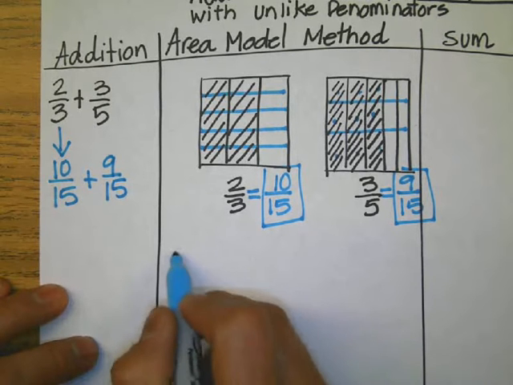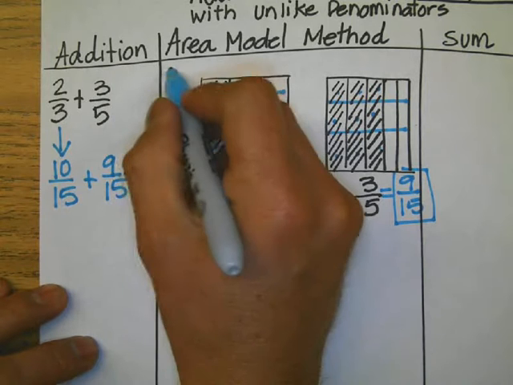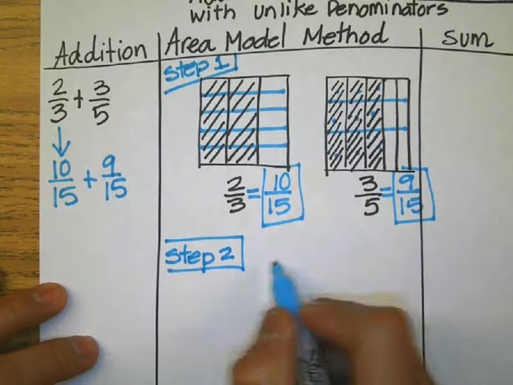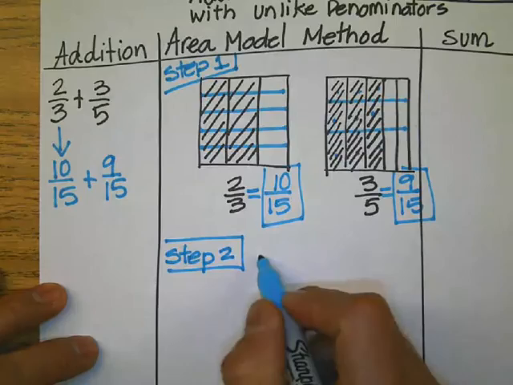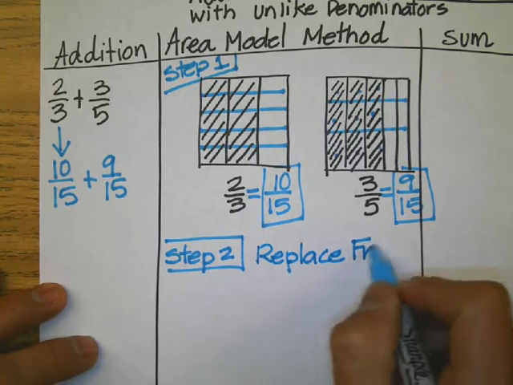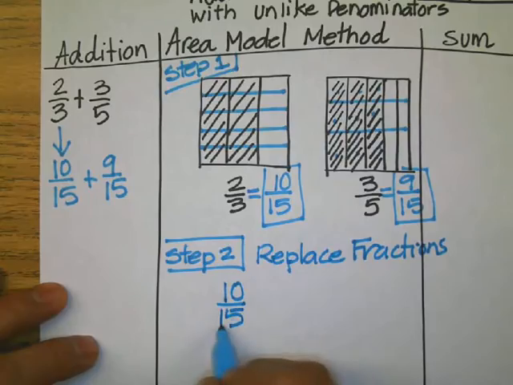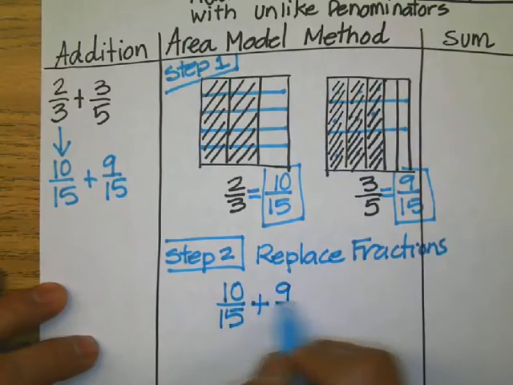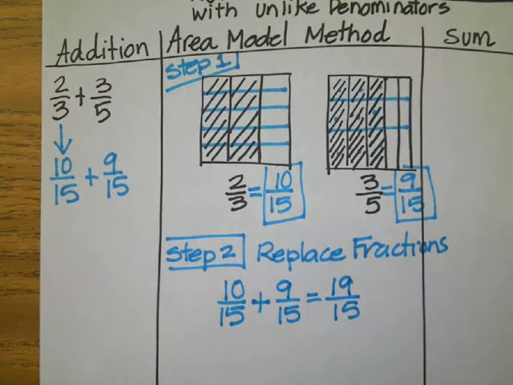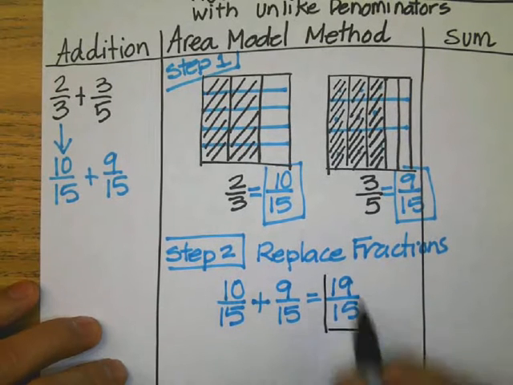In this next step, let's call this step number 2, and this is step 1. We're now going to replace fractions. So let's do that. 10/15 plus 9/15 equals 19/15. Okay, there you have it. There is the answer. Now, my friends, one thing you have to really pay attention to.